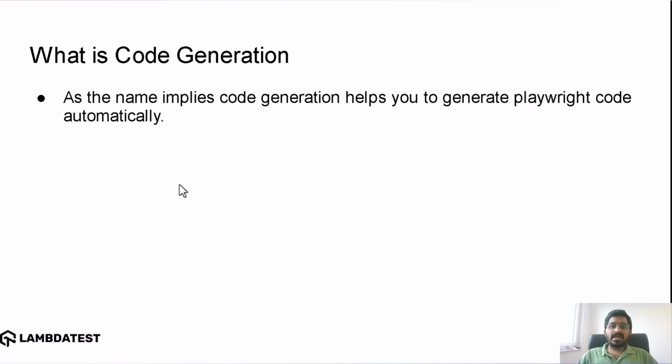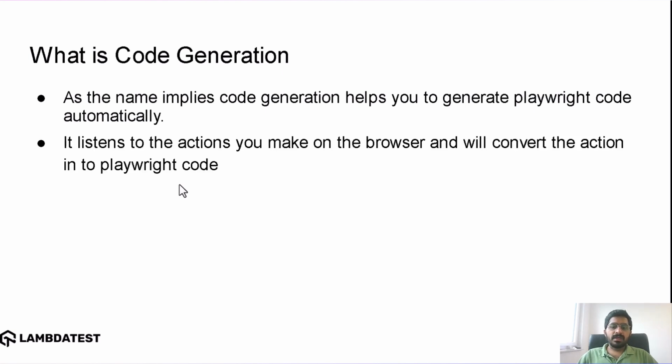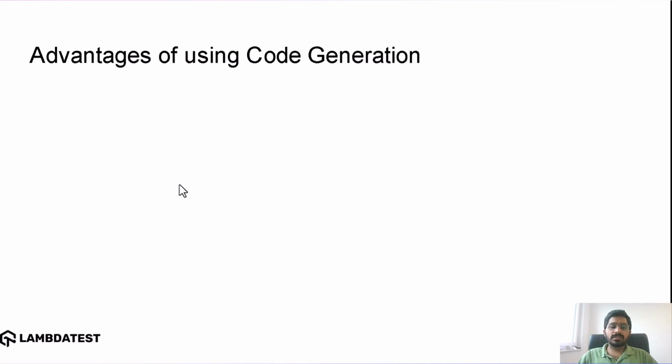Code generation, as the name implies, Playwright generates the code for us based on the actions which we do in the browser. So what it means by that? Let's say if I'm opening up a login page, I click on the username field, I enter the username, I click on the password field, I enter the password, and I click on the login button. These entire set of actions will be captured by Playwright tool and will convert the actions into a Playwright script. This is what it's called as the code generation.